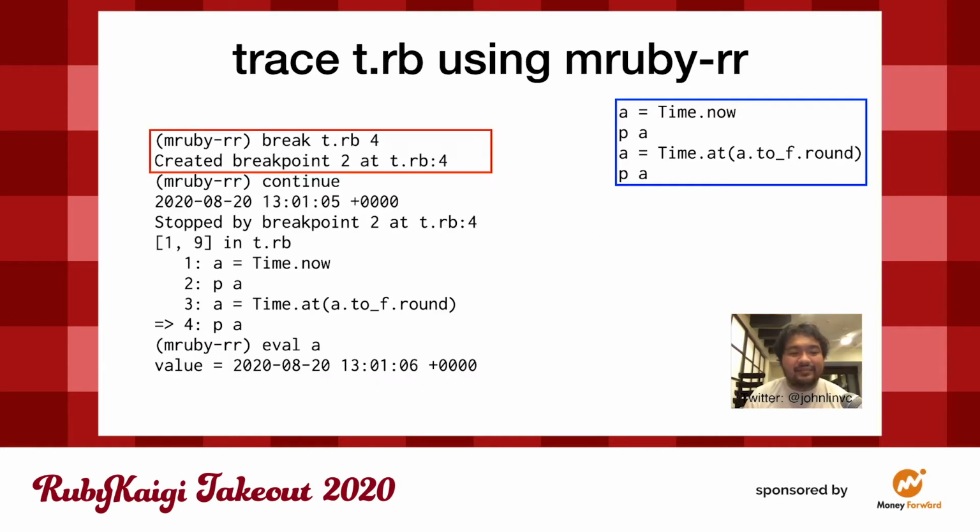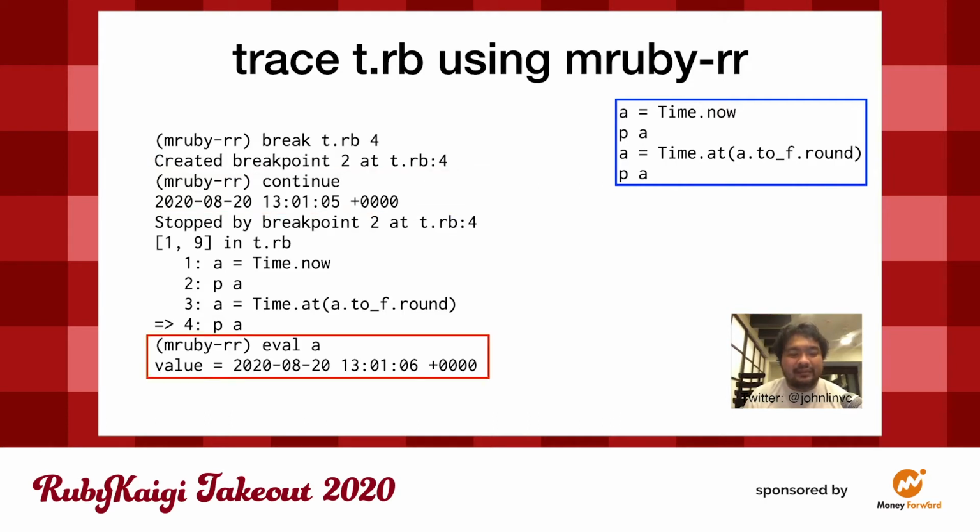And then we want to get the modified value of a, right? So we break at the fourth line of t.rb. And then we do a continue. And you'll stop at line 4. And then we'll just try to get the value of a. So the a is the modified value.